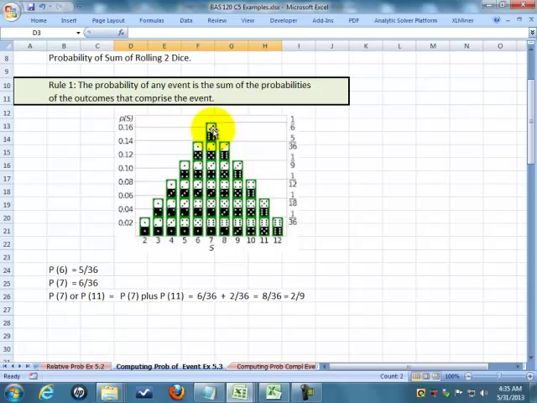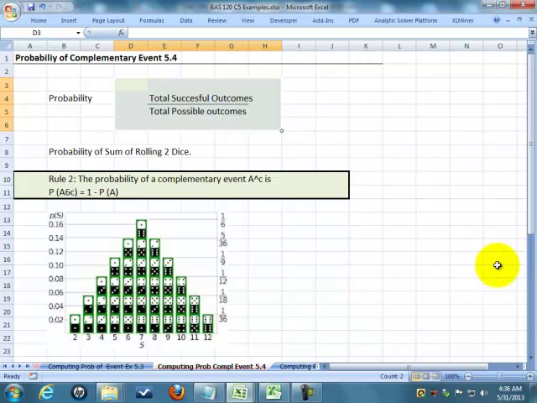So it's 6/36. Now, applying rule number 1, what's the probability of us rolling a 7 or 11? It would be the probability of us rolling a 7, which is 6/36, plus the probability of us rolling an 11, which is 2/36, which sums up to 8/36. And if I've done my math right, it simplifies to 2/9. So that's rule number 1, and it makes fairly good sense to me: the probability of rolling a 7 or an 11 is the probability of rolling a 7 plus the probability of rolling an 11.